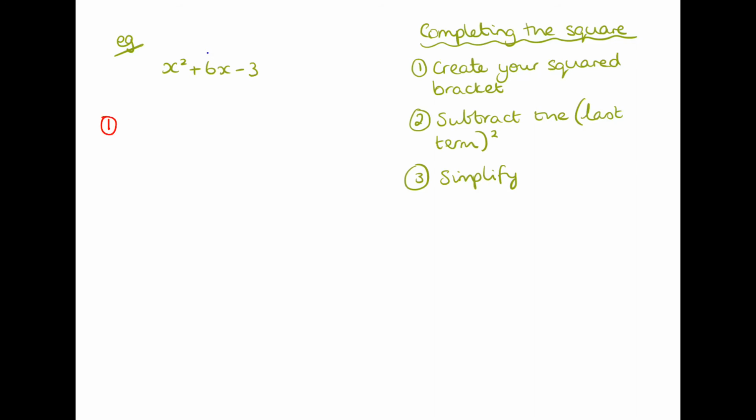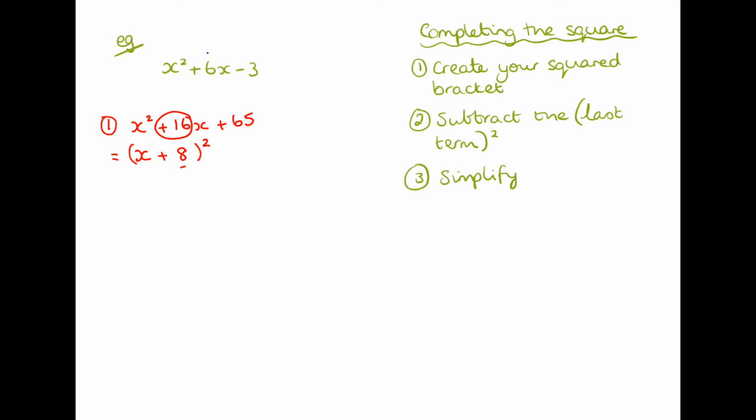So we're going to start with x squared plus 16x plus 65. Okay, so we're going to follow the steps. First of all, create your squared bracket. So you write down a bracket squared, you put the letter at the beginning, and then you look at this and you put half of that in the bracket. Okay, then step 2, subtract the last term squared.